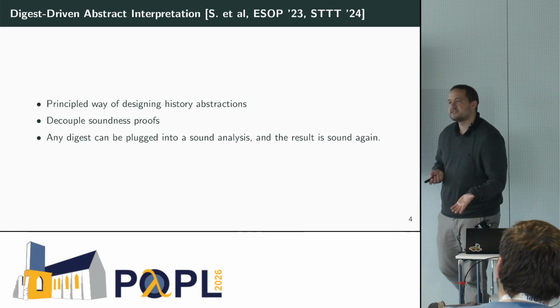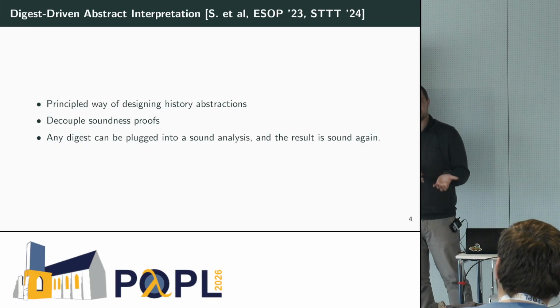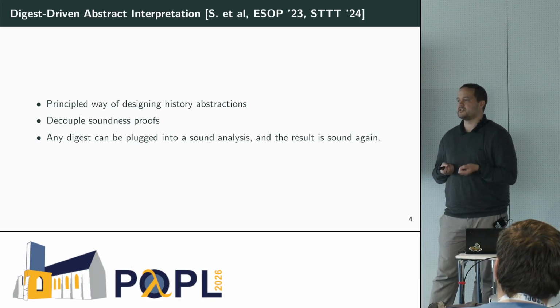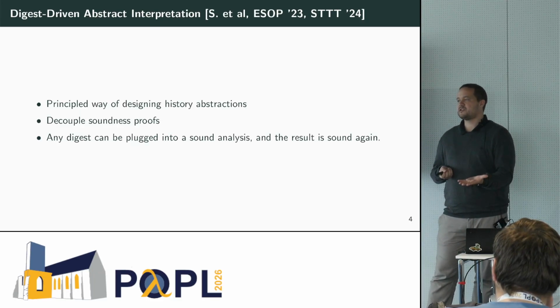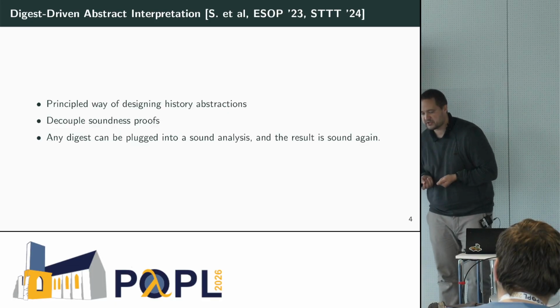Digest-driven abstract interpretation is a principled way of designing these history abstractions. The nice property that you get is a separation of concerns in some sense. You have an analysis that you prove sound, and then you have some requirements on your digests, on your history abstraction, that you need to prove.